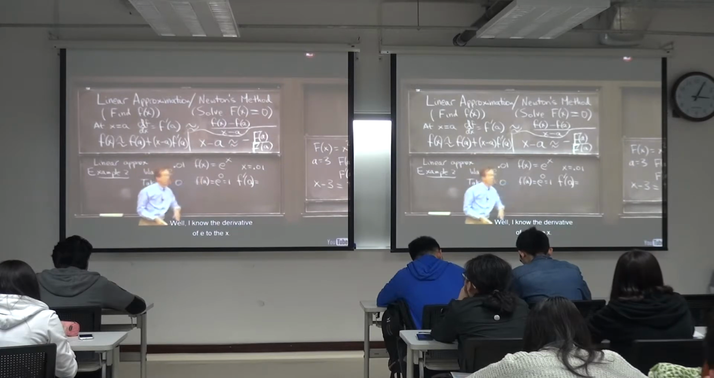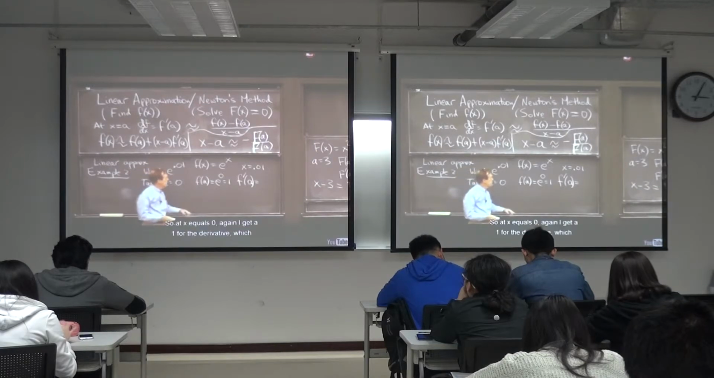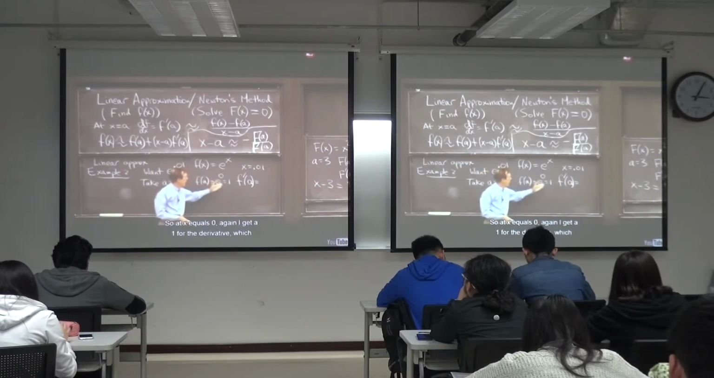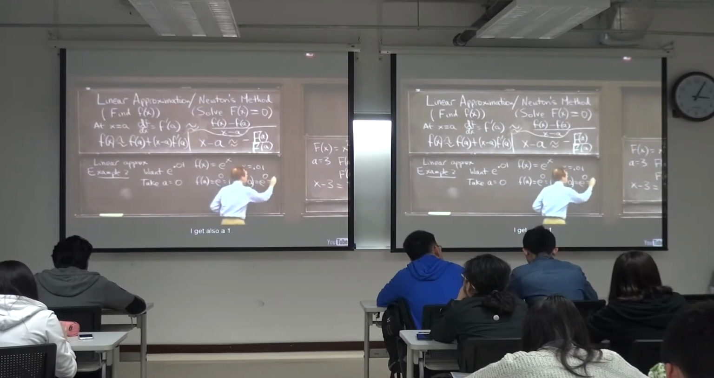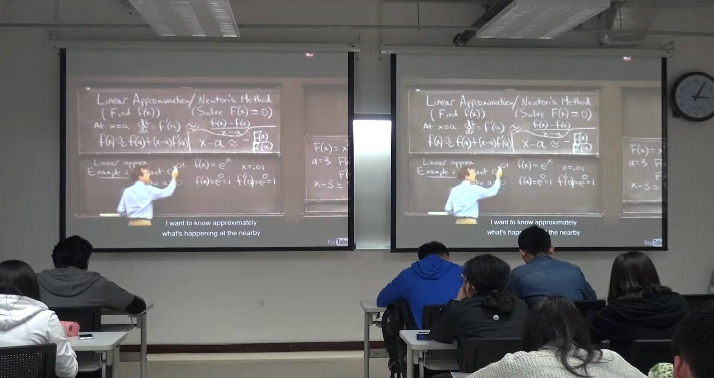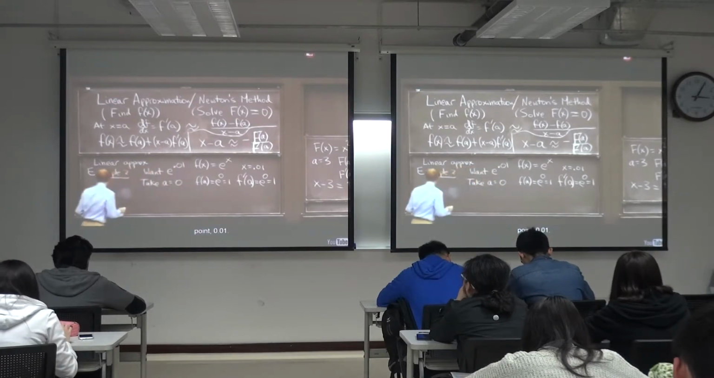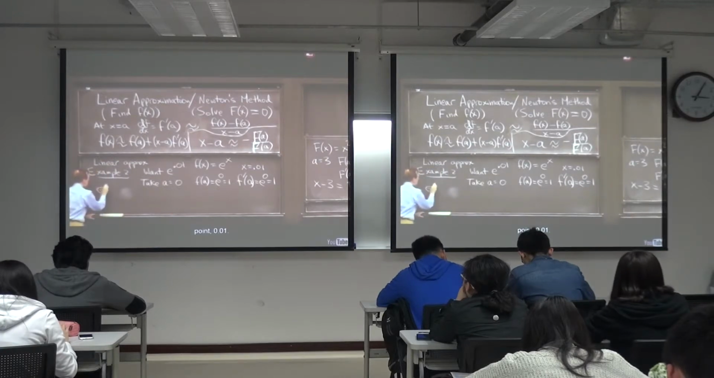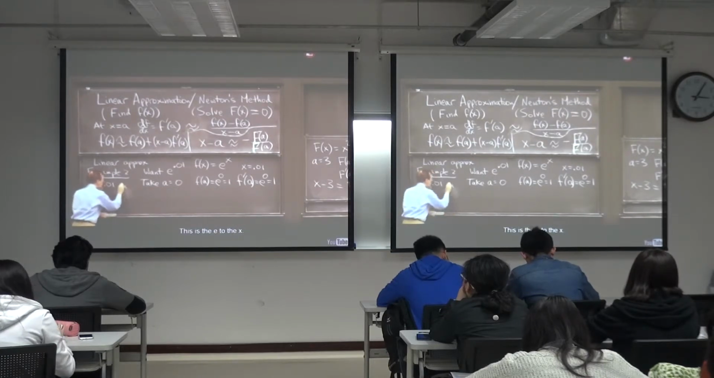Well, I know the derivative of e to the x. That's one thing I like. It's e to the x. So at x equals 0, again I get a 1. For the derivative, which is the same, I get e to the 0, I get also a 1. So now I know what's happening at a equals 0. I want to know approximately what's happening at the nearby point, 0.01. So e to the 0.01, e to the x.